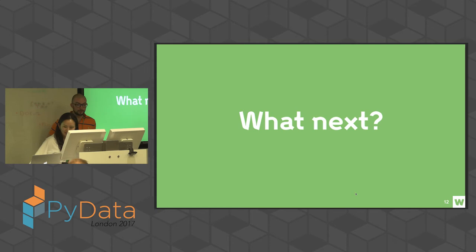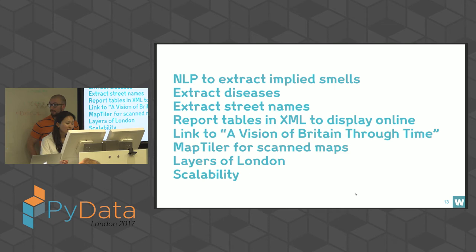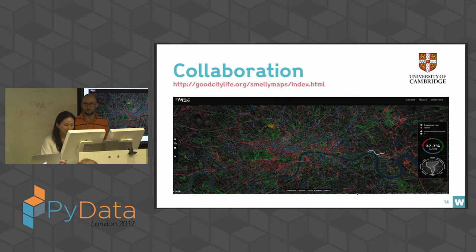Next is a list of things we are currently working on. One thing that we are really keen to do is extracting 19th century place names. We have to rely for this part of the project on another project called Layers of London. It's led by a group of academics, and we are hoping to get a 19th century gazetteer of place names. Once we are able to extract the place names with the smell-related words, Daniele and his team from Cambridge University will make our data set available on their smelly maps. This is a team from Cambridge University who extracted 21st century smells and mapped them.